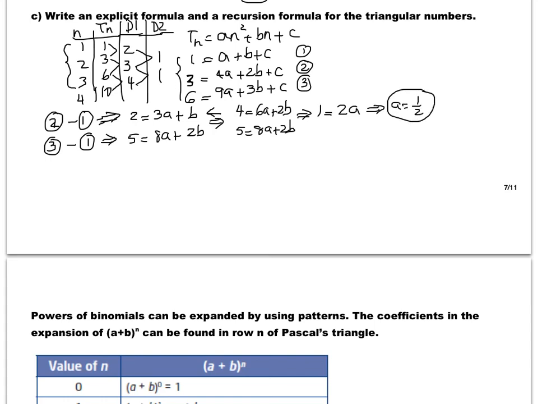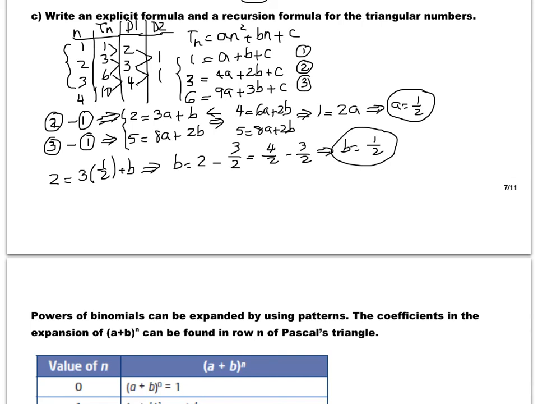So this is a. Now we are going to sub it back into either one of these 2 equations to find b. I'm going to pick the first one because there is no coefficient, so I get 2 is 3 times a. A is 1 over 2 plus b. So from here I get b is 2 minus 3 times 1 over 2, which is 3 over 2. 2 can be written as 4 over 2 minus 3 over 2. So from here I get b is 1 over 2.